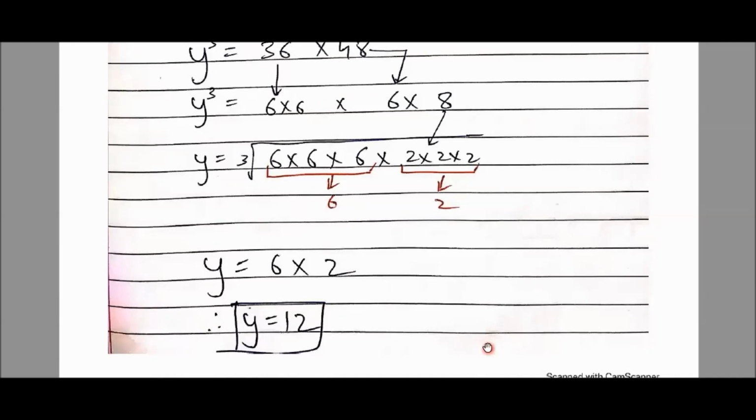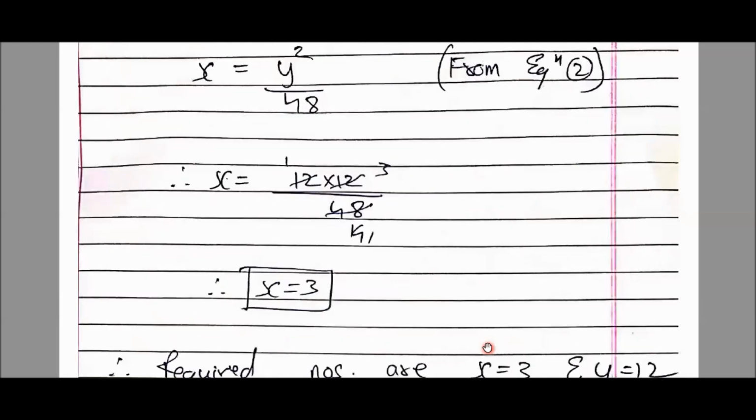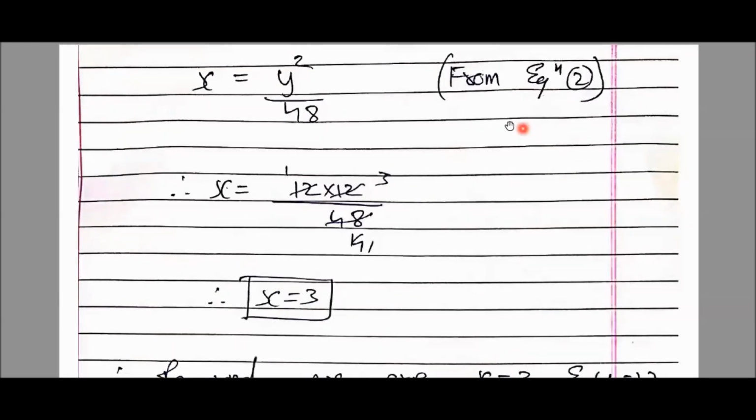We got the value of y. And now you know it's pretty simple. Either you substitute the value of y in equation 1 or 2, whatever is simple, and you will get the value of x. Here it's easy to get the value of x. So x is y square upon 48. This was our equation number 2. At the place of y, I substituted 12.